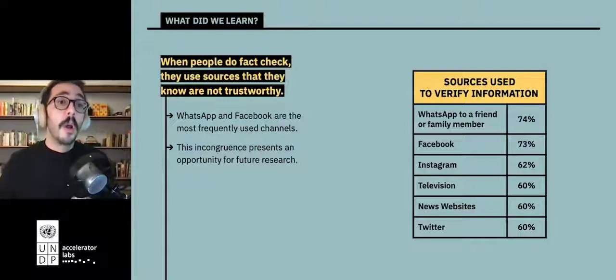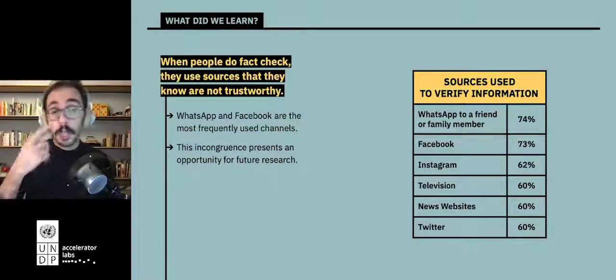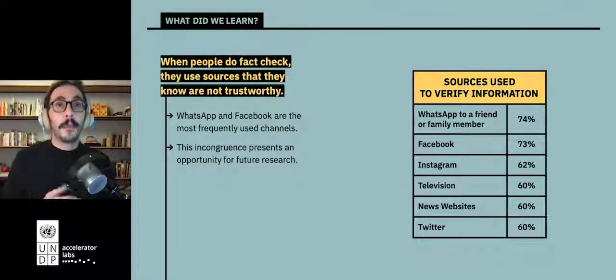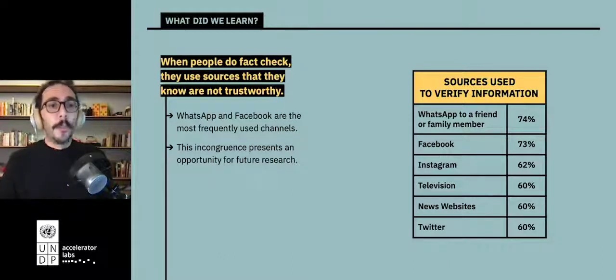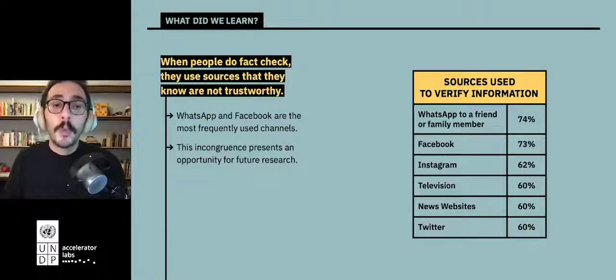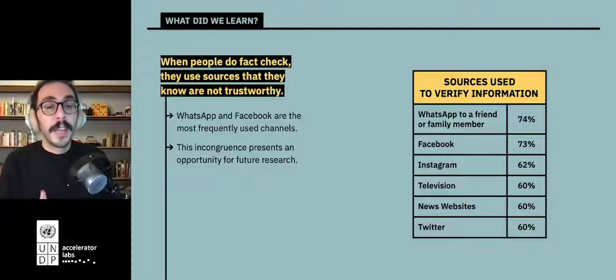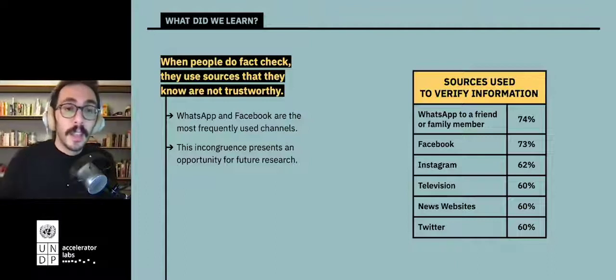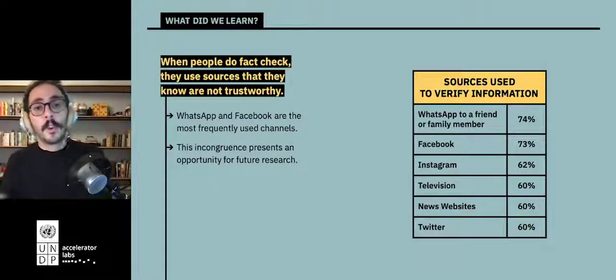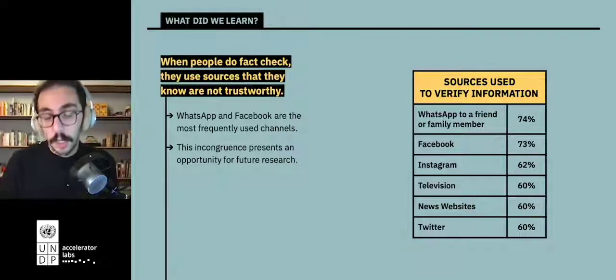So WhatsApp and Facebook are the sources that are most frequently used to fact-check, even though when we talked about trustworthiness, WhatsApp and Facebook ranked low. This incongruence presents an opportunity for future research. The assumption we could make here is that WhatsApp and Facebook might be the only ones of these channels that allow users to share a link or information, or to discuss the content with somebody else. So they could copy and paste the links to a friend or a family member to ask if this information is correct.